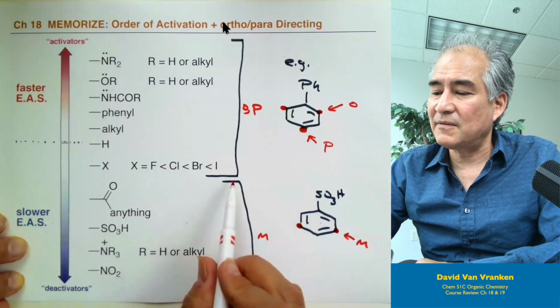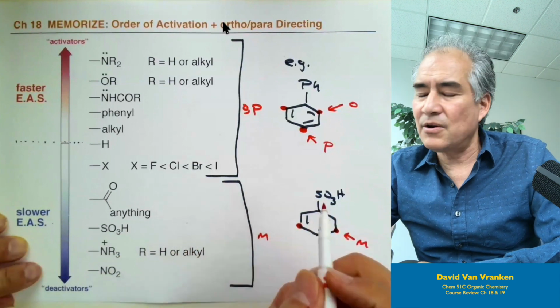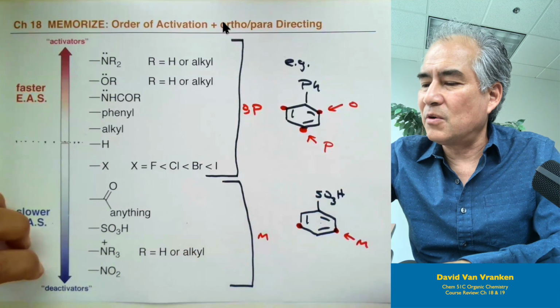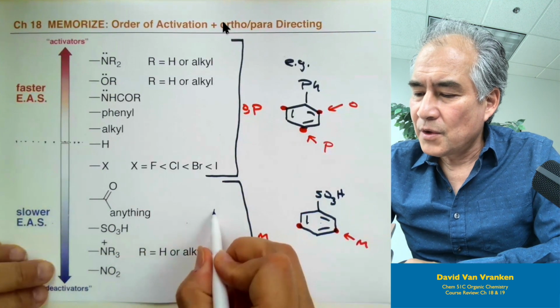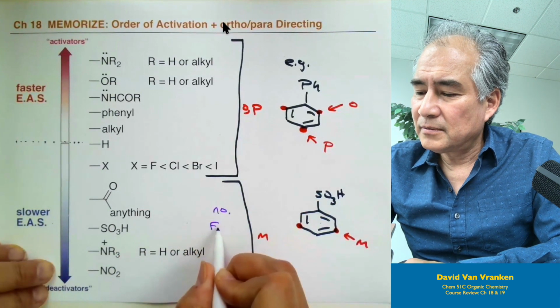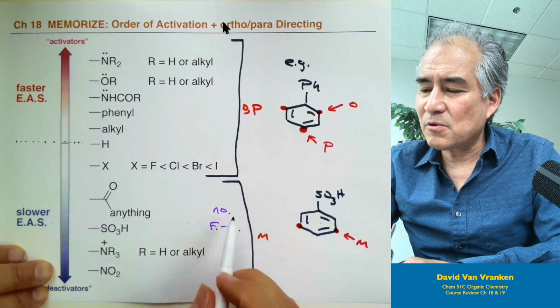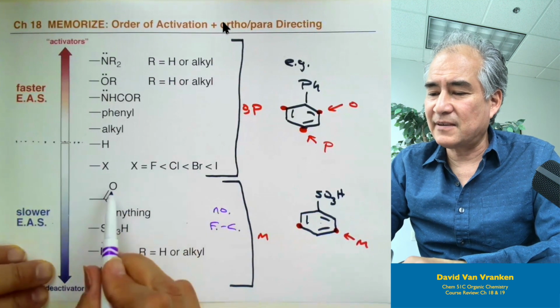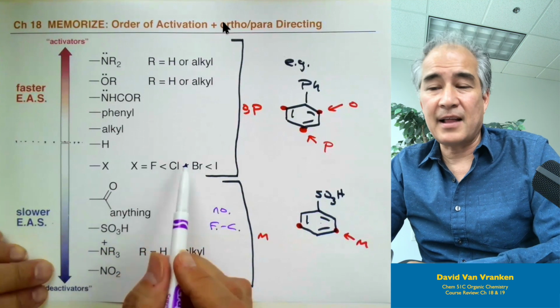They're all deactivated. So I'm just going to write here a little note to you. Remember, no Friedel-Crafts. Don't do Friedel-Crafts if you have any of these deactivators, anything below. You can do it if there's a halogen on there.